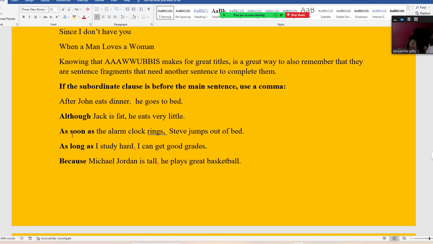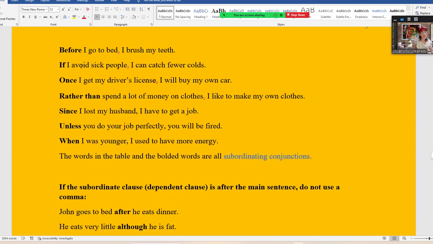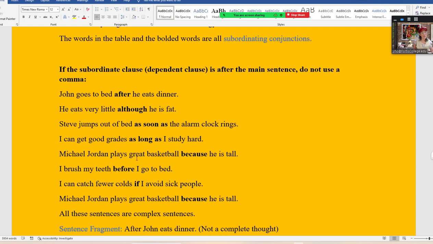And so here you have, although Jack is fat, as soon as the alarm clock rings, as long as I study hard, because Michael Jordan is tall. All of these dependent clauses come at the beginning of the sentence. You have your comma. And then here, same thing. Everything at the beginning of the sentence, a lot of commas. And then here, when the dependent clause comes at the end of the sentence, no comma. We'll get to the exceptions in the next section. So John goes to bed after he eats dinner, so no comma.